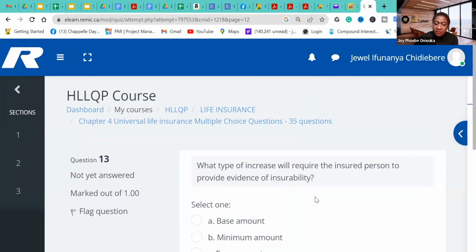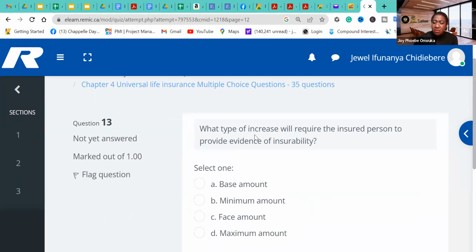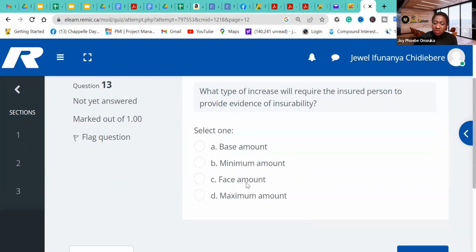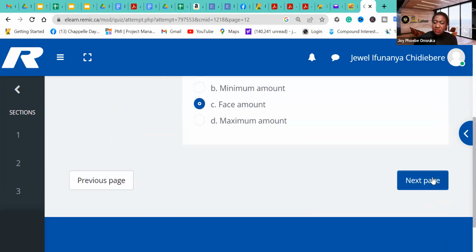Okay. What type of increase will require the insured person to provide evidence of insurability? Base amount, minimum amount, face amount, maximum amount. It is face amount. Okay.